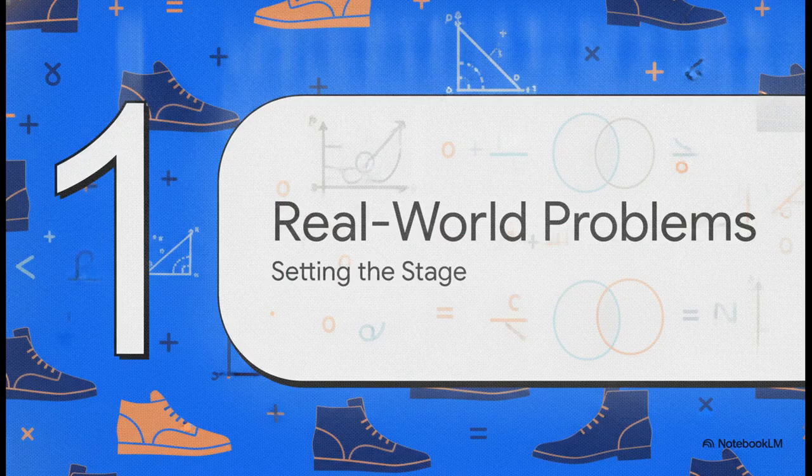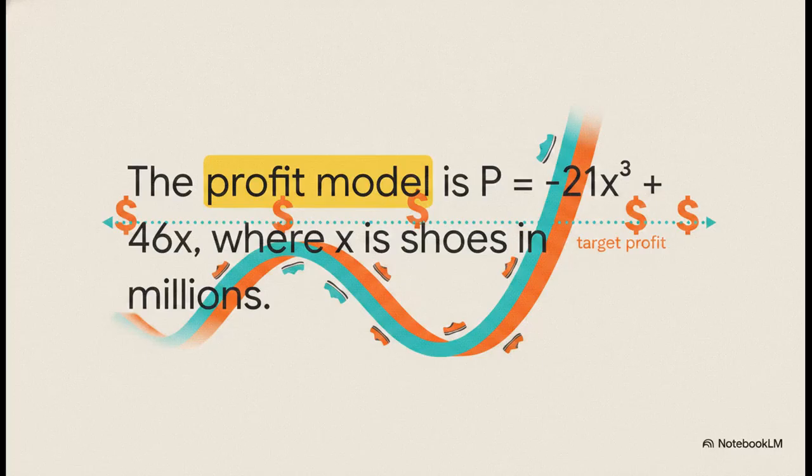Section 1. Real-world polynomial problems, setting the stage. Okay, so the company's profit, which we'll call P, is modeled by this pretty complex polynomial. P equals negative 21x cubed plus 46x. In this model, x is just the number of shoes produced, in millions. Now, we already know that when x is 1, so 1 million shoes, the profit is 25 million.